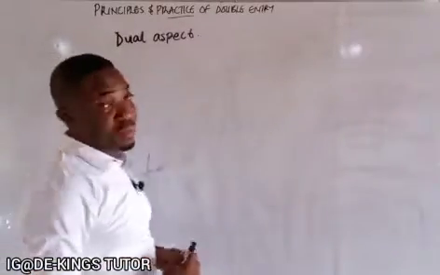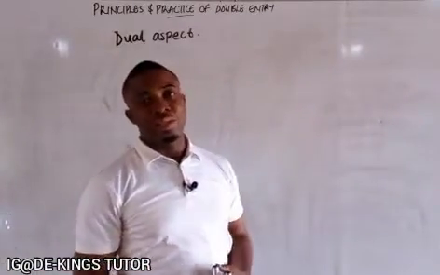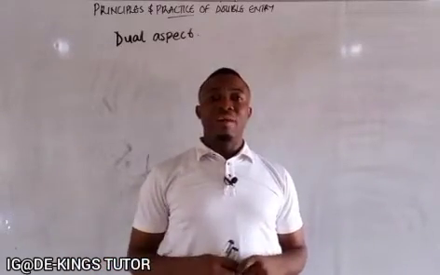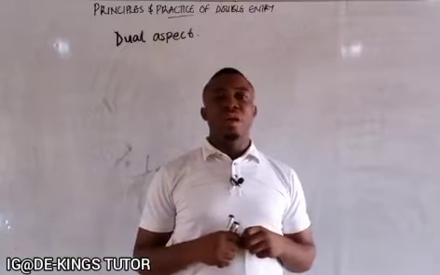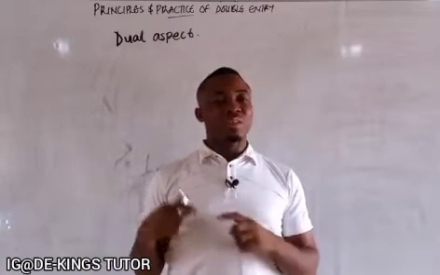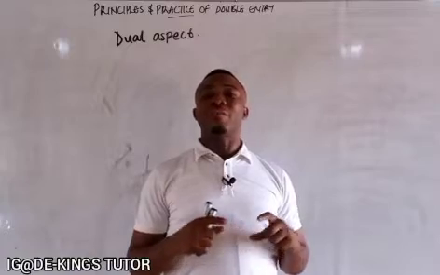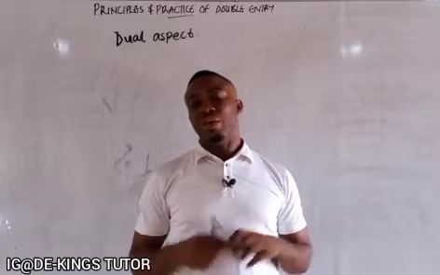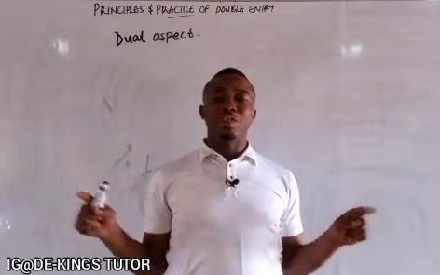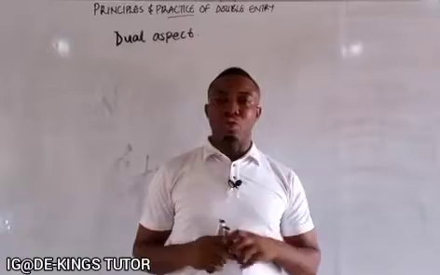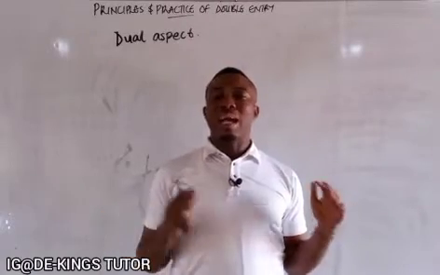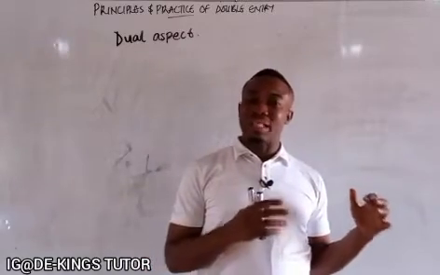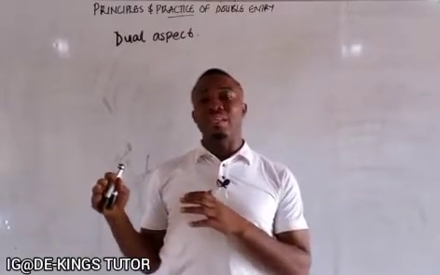Now, double entry is a principle in accounting. What does it state? The double entry principle states that for every debit entry, there must be a corresponding credit entry, and for every credit entry, there must be a corresponding debit entry. What it means is that in every single transaction, two accounts are affected. One account is debited and another is credited. You debit the account that is receiving and you credit the account that is giving out.